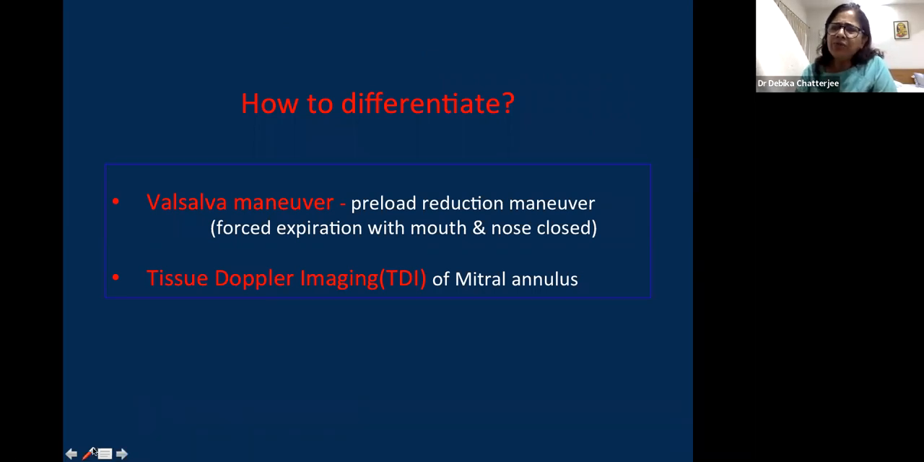By doing the pulse wave Doppler, you cannot differentiate. So which are the maneuvers, which are the processes by which we can differentiate a normal from a pseudo-normal pattern? One such is the Valsalva maneuver, which is a preload reduction maneuver. We know that LA pressure is raised, which gives rise to the bigger E wave than A wave. So we ask the patient to do forceful expiration with mouth and nose closed. Another is tissue Doppler imaging of the mitral annulus.